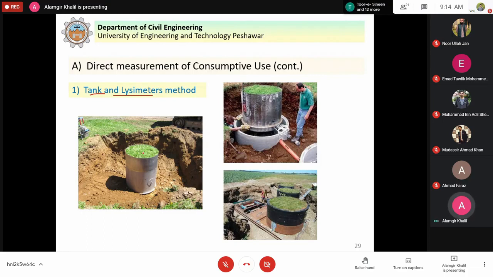These lysimeters are very expensive to install. Here we are trying to replicate the natural conditions of growth of the crops by supplying the water. So this is actually very expensive to install. Plus, these lysimeters are very sensitive instruments. The water that is applied and the water that drains has to be collected in a pan so that we can effectively measure the difference and calculate the consumptive use.